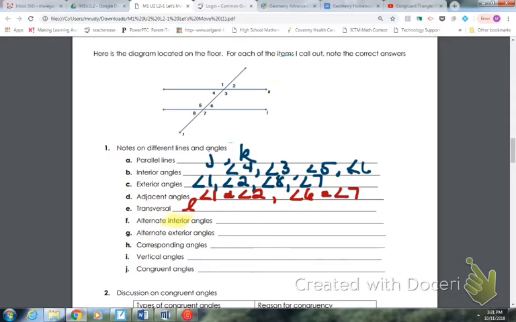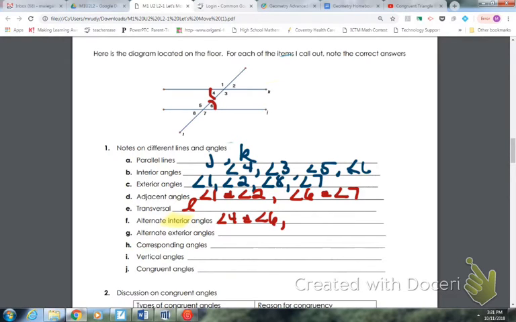So in our picture, notice angle 4 is an interior angle. It's on the left side of the transversal, and 3 is adjacent to it, so I can't pick angle 3. I can pick angle 6, because 6 is an interior angle as well, and 6 is on the right side of the transversal. So one pair of alternate interior angles in the picture is angles 4 and 6.